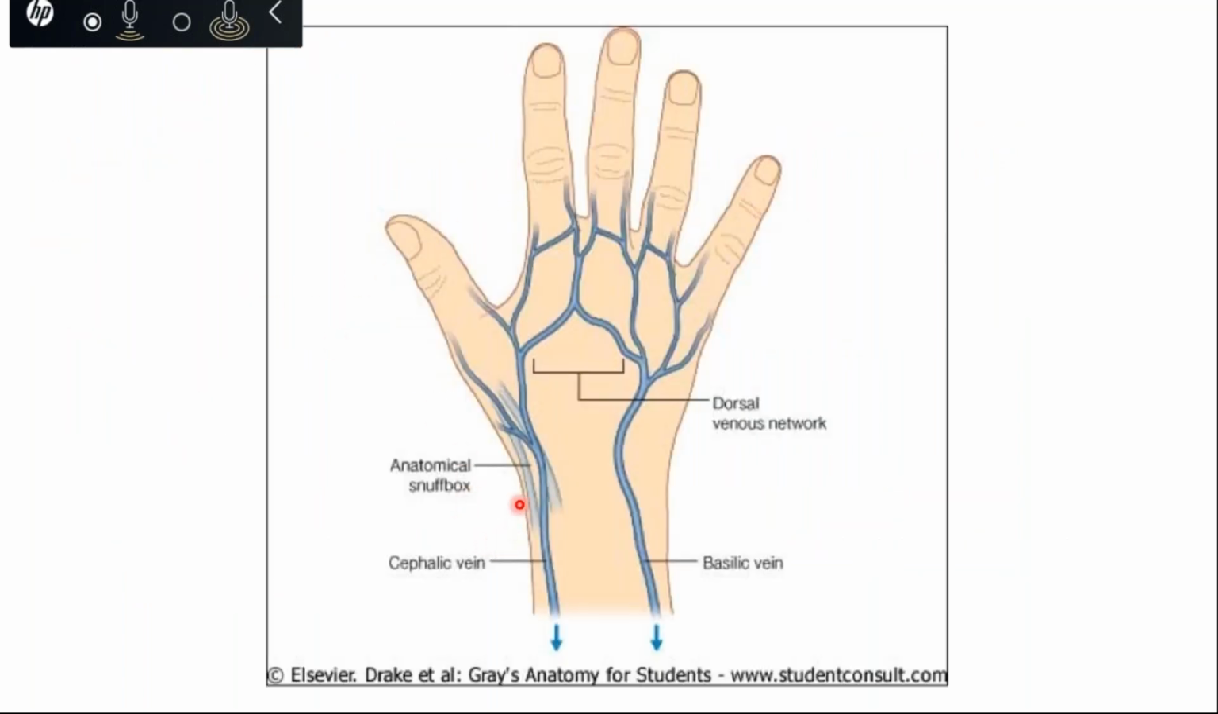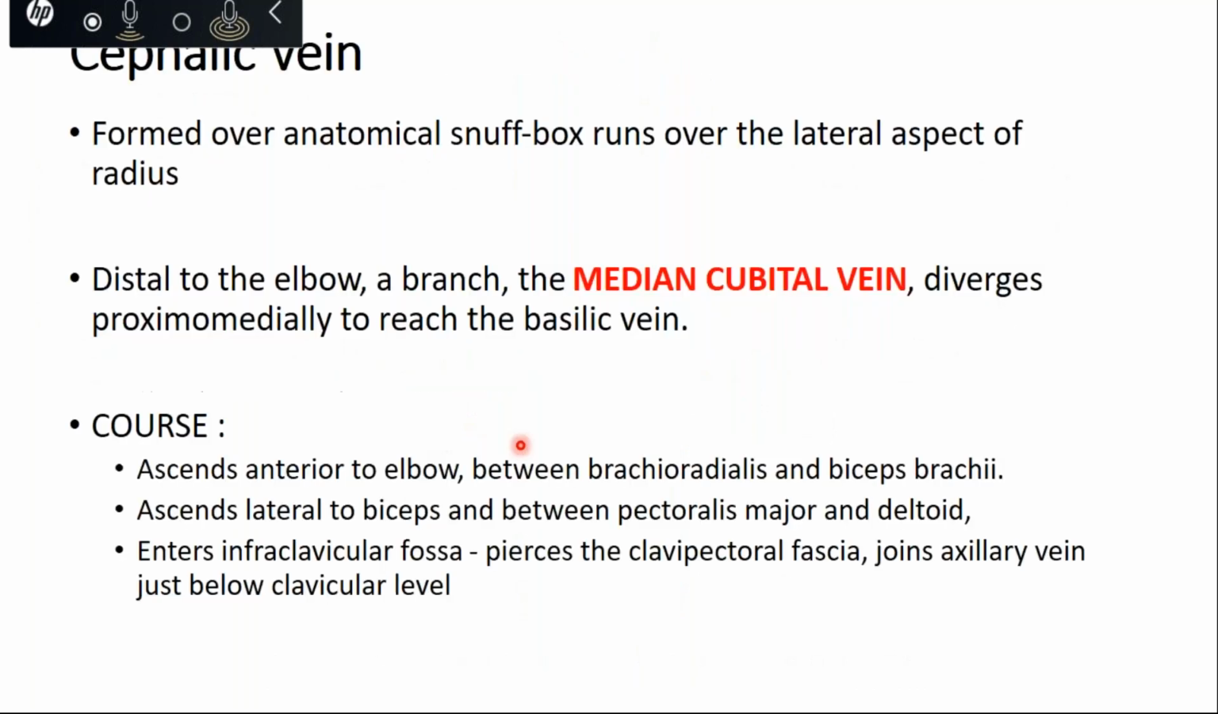So this part is called the anatomical snuff box. It is between the tendons of two muscles, and there is a depression there, and that's why they call it the anatomical snuff box. What are these tendons? We will see that later when we are discussing the hand. So the cephalic vein starts near the anatomical snuff box.